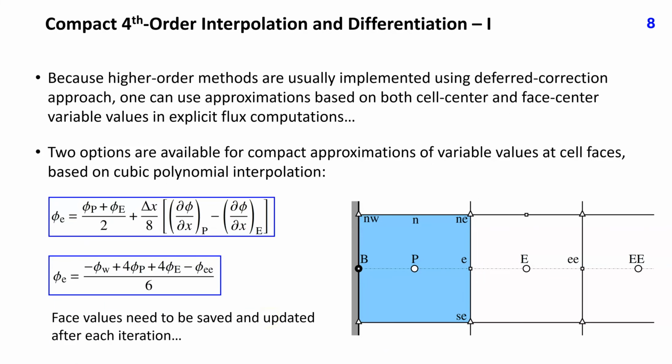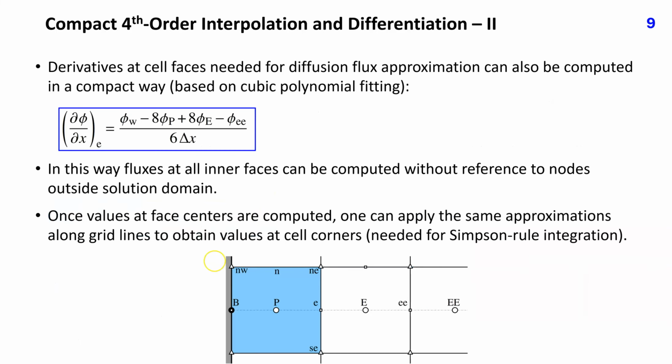Because higher-order methods are usually implemented using deferred correction approach, one can use approximation based on both cell center and face center variable values in explicit flux computations. Two options are available for compact approximations of variable values at cell faces based on cubic polynomial interpolation. For this approach, face values need to be saved and updated after each iteration.